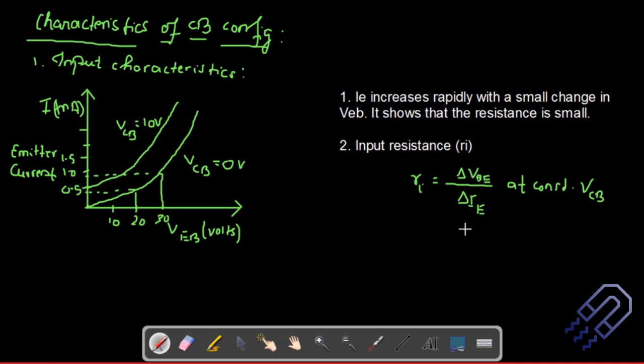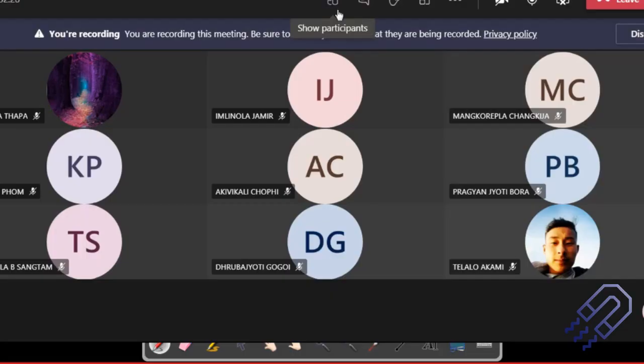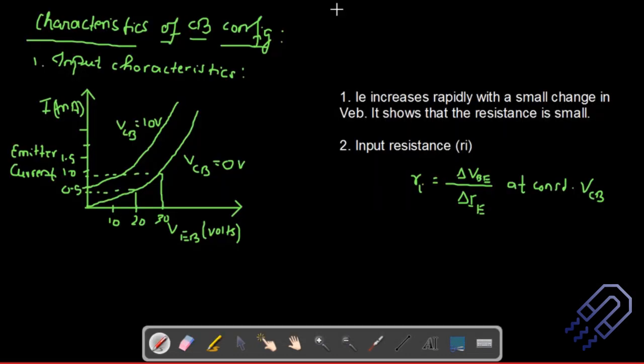Now, depending on the units, it might not be ohm because it's milliamps at the bottom, so it will be in kilo ohm. But comparatively with output resistance, the input resistance is actually much smaller. So that is the input characteristics, and I think this is something which you already know.